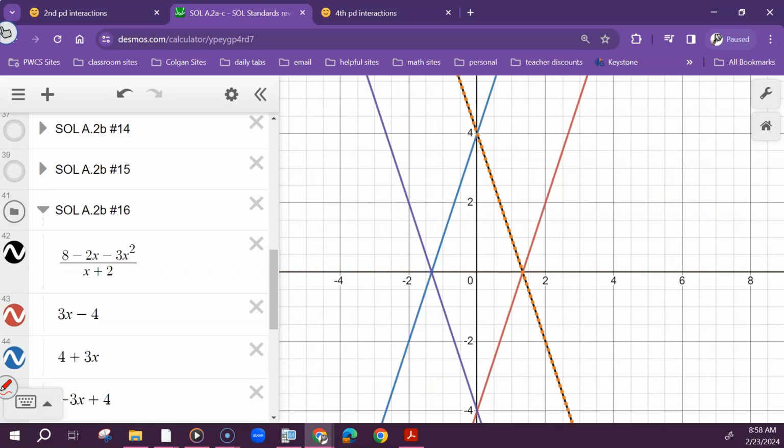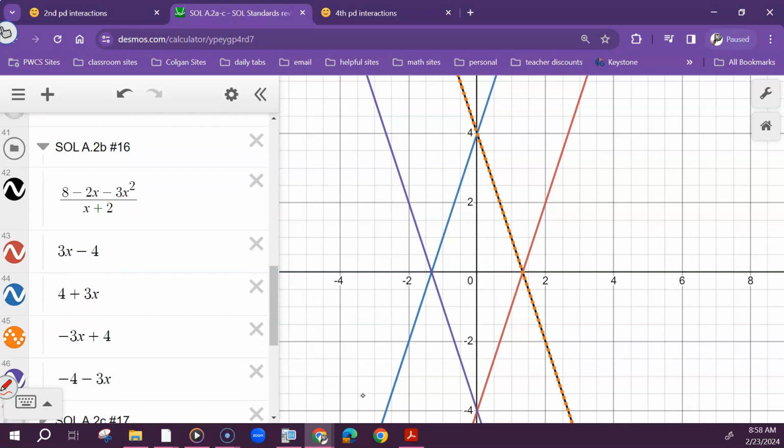The one that's multiple choice, if you put in the original, put in all the answer choices, one of the lines is going to overlap with the original, and that would tell you that's your answer.